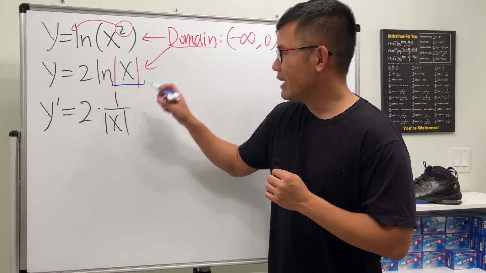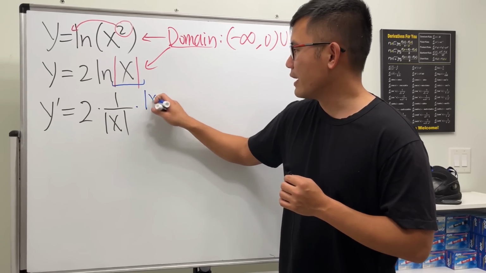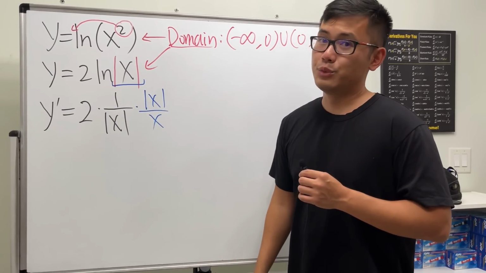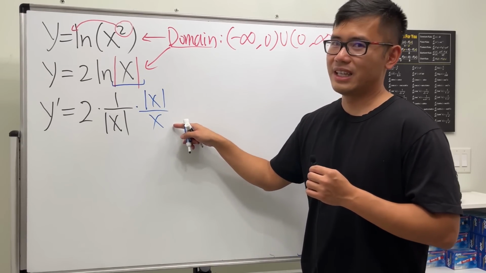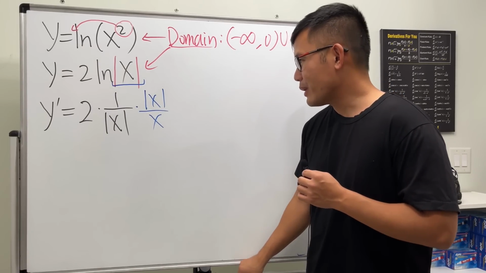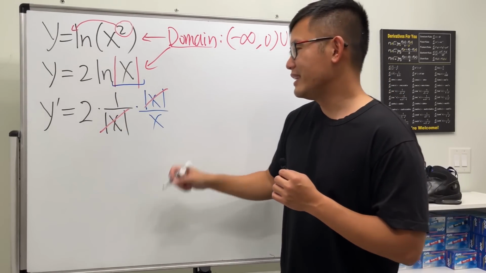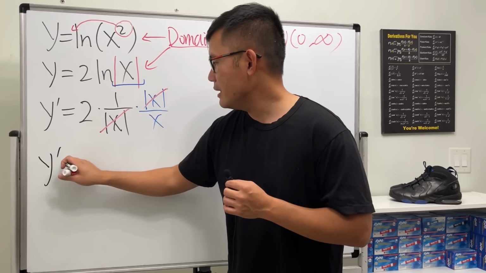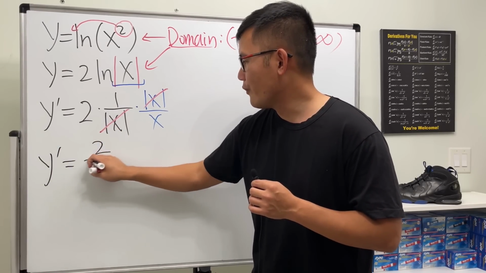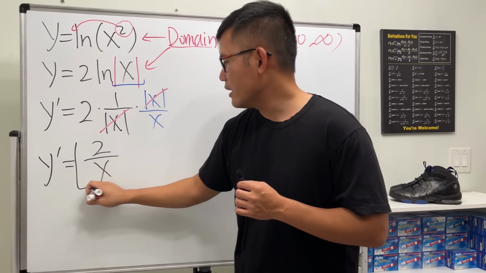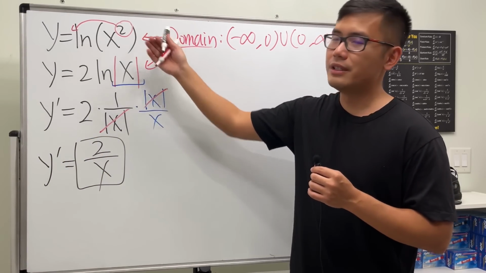Well, let me tell you. This right here is equal to absolute value of x over x. It's really cool because it looks like we just divided by x. And then right here, this and that cancel out very nicely. So ladies and gentlemen, y prime is equal to 2 over x. So this right here is the absolute right way to do this question.